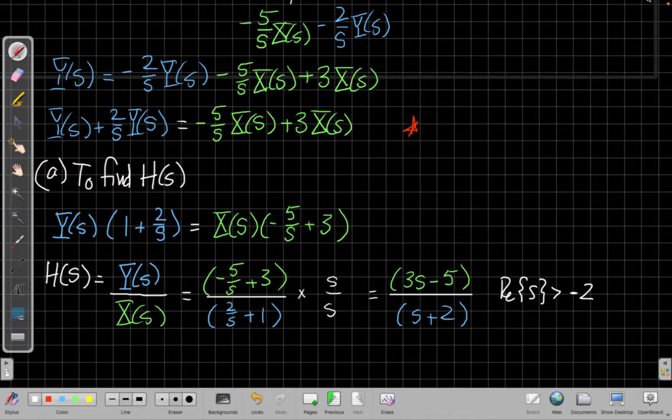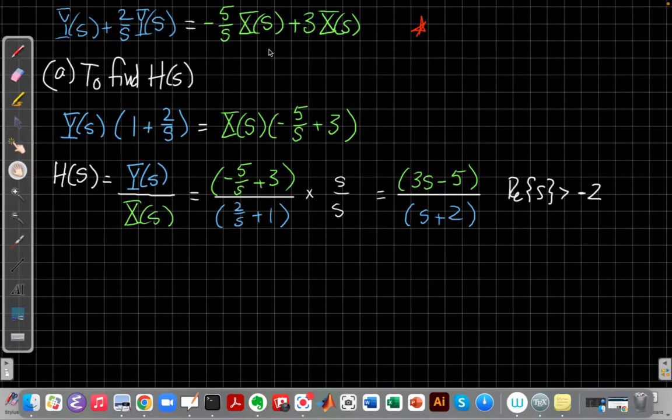Okay, so what if instead of finding h of s, I had asked you to find the differential equation? Well, you could unmultiply this here and get back up to something like the red star. We could just pick up from the red star. So let me scoot down the page. I'm going to start from this equation here to find the differential equation.